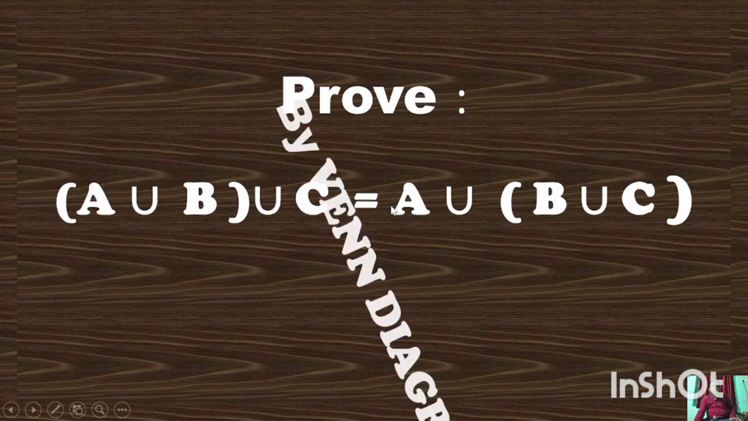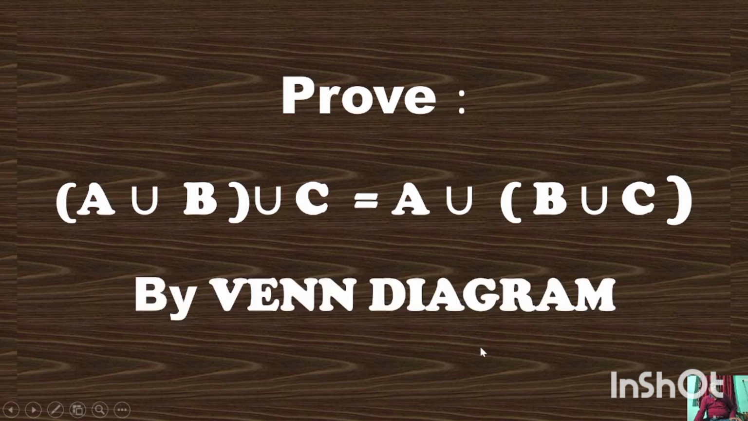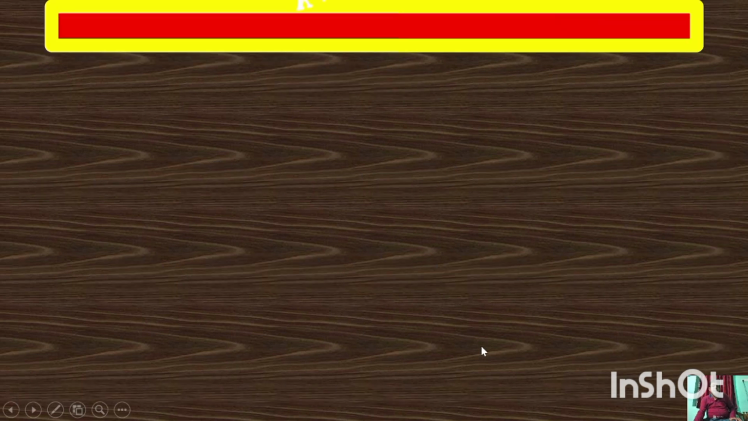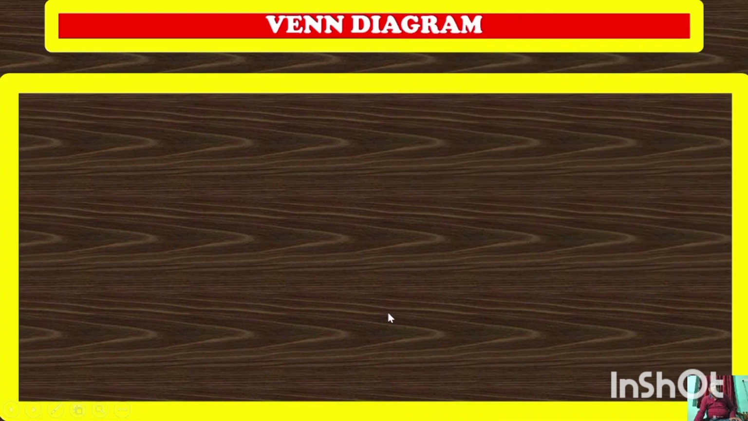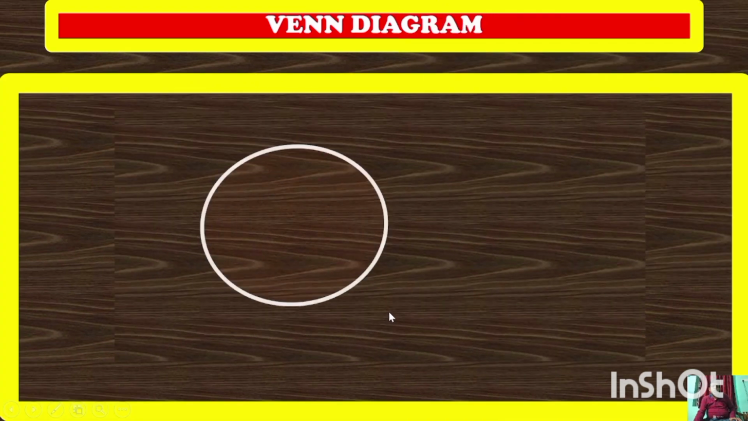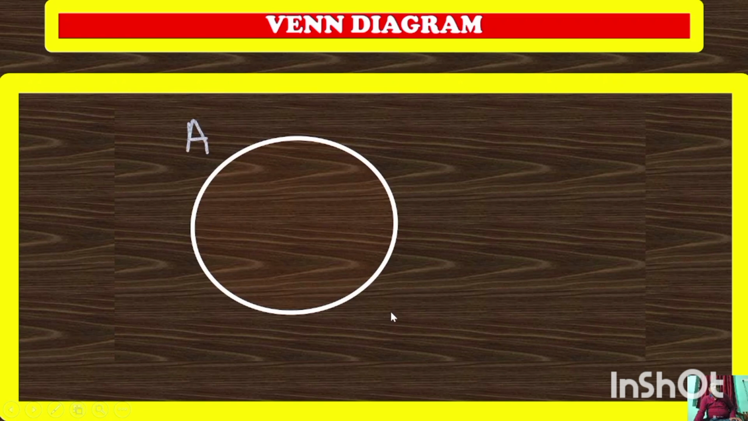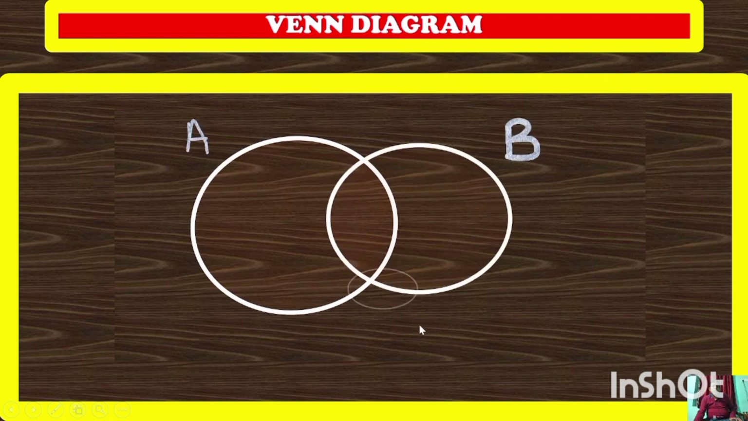Also we can prove it by using a Venn diagram. Look at the Venn diagram here. Interesting Venn diagram for you. Look at the diagram here, and you see here the set A, here the set B, and another set C taken.